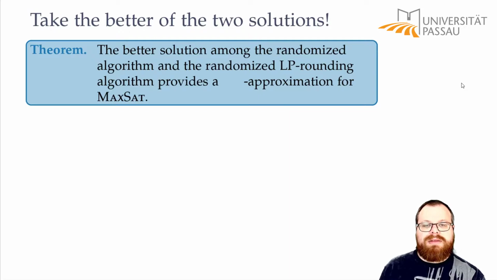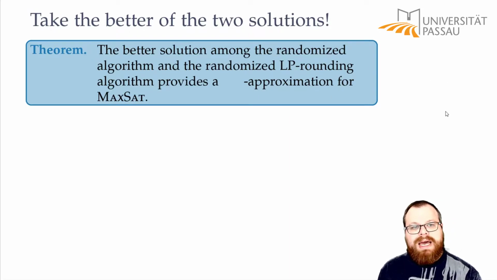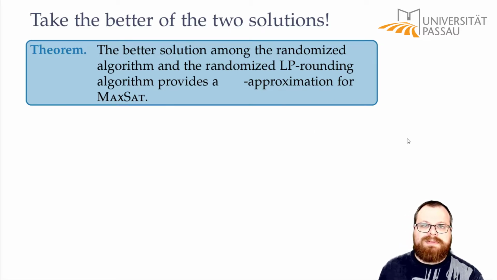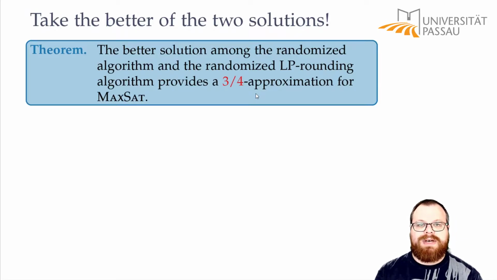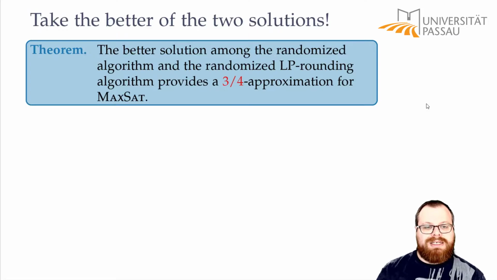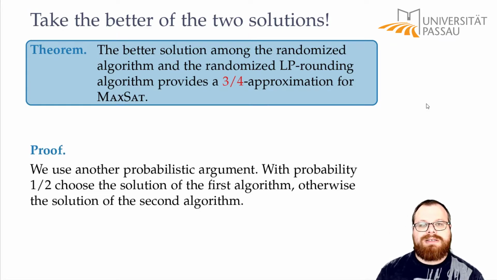But the interesting thing is that here, whenever one algorithm performs badly, the other one performs very well. And if we just take the better one, then that even improves our approximation factor. Then we even get a 3/4 approximation for MaxSat. And to prove that, that's again very interesting, we can also use a probabilistic argument.